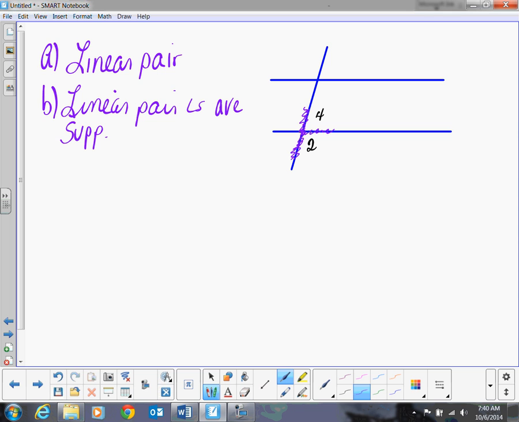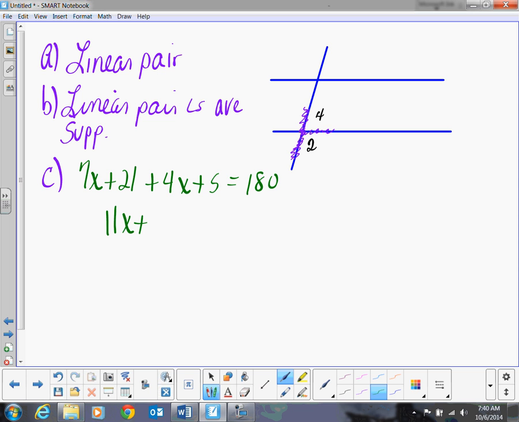All right. Then we get to C. If linear pair angles are supplementary, what kind of equation are you going to write, Carlin? Right. You're going to take these two angles, add them up, and set them equal to 180. So you can end up with 11x plus 26 equals 180. When you subtract 26, you're going to get 154. And when you divide by 11, you're going to get 14.